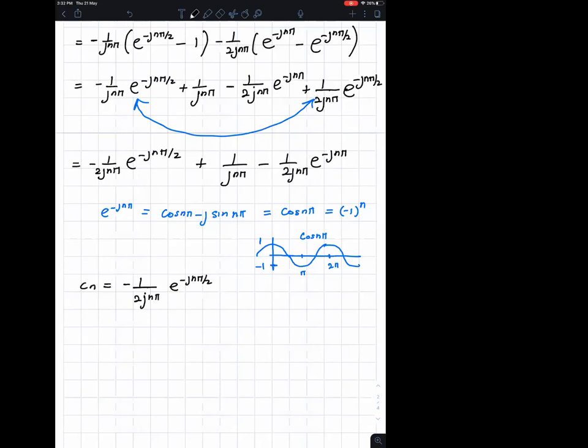What about the odd multiples of pi over 2? We don't know that yet, so I think that also is cosine. Okay, plus 1 over j n pi minus. So you can replace everything here with 1 over 2 j n pi. So you can replace minus 1 to the power of n.